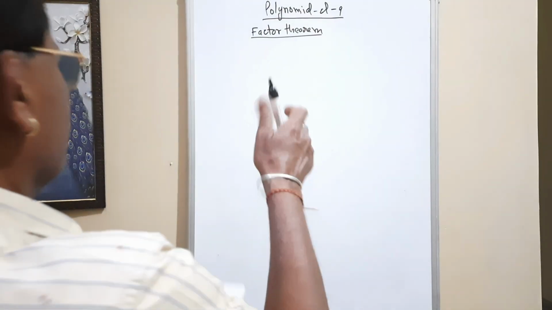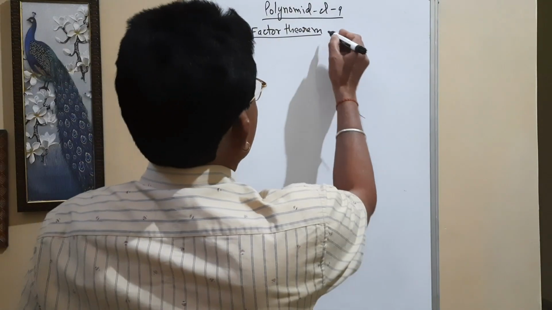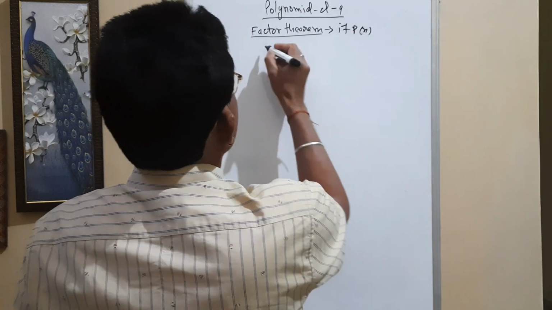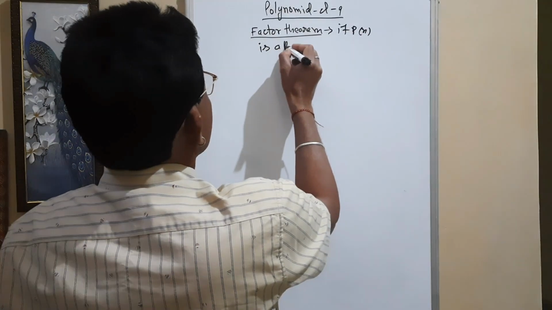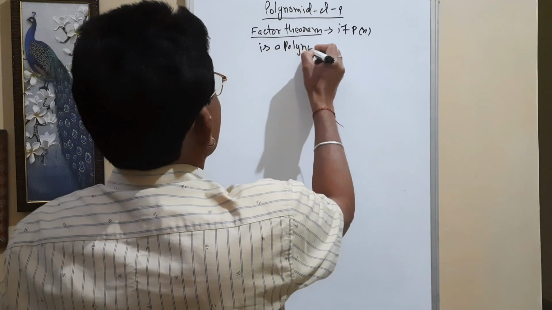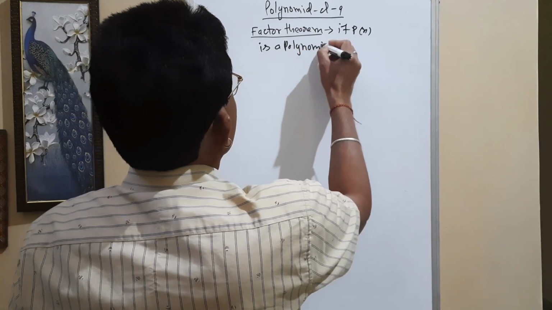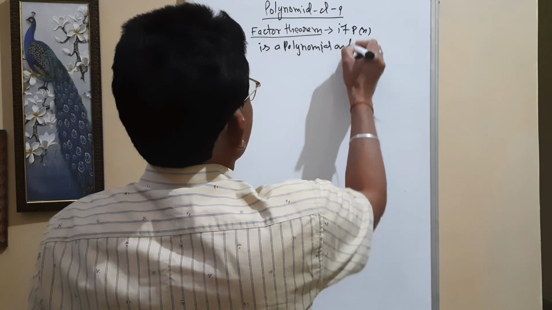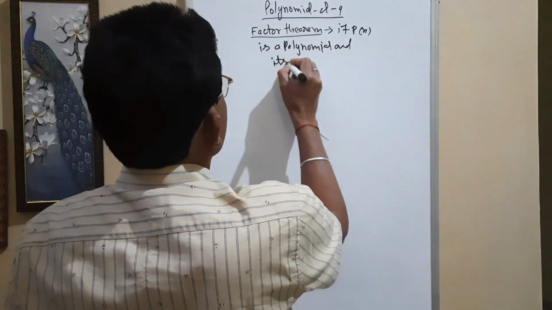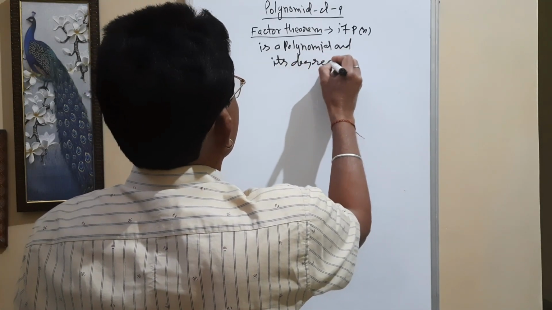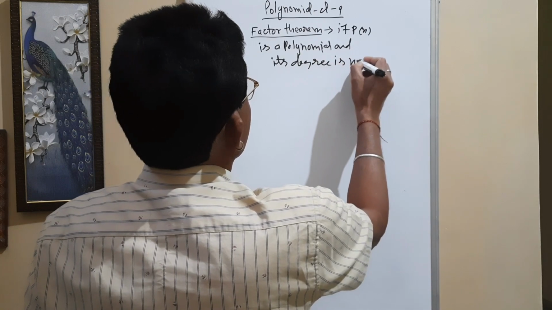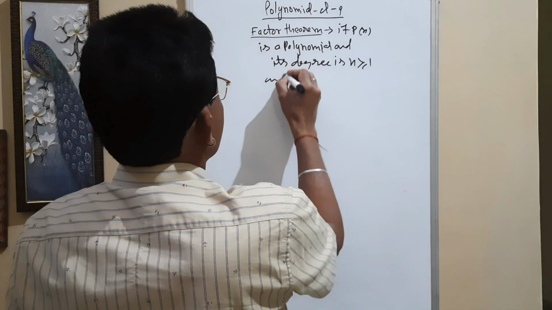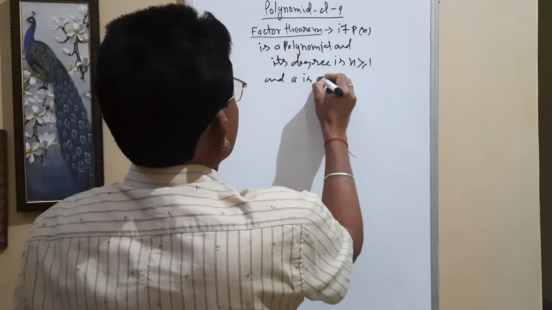The questions related with the factor theorem. Let me take P(x) as a polynomial. It is a polynomial, as I have discussed many times. The polynomial is denoted by P(x) and its degree is greater than or equal to 1, and a is any real number.